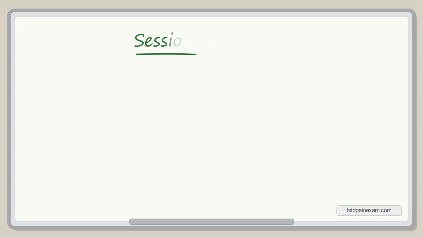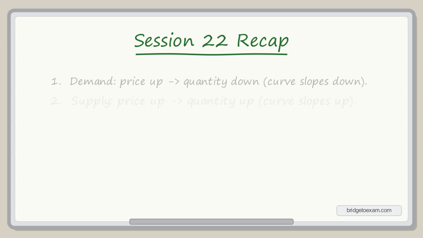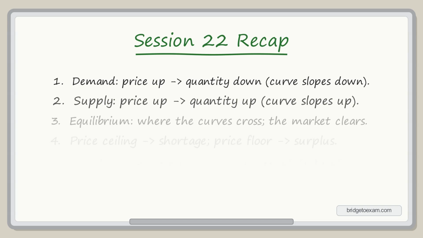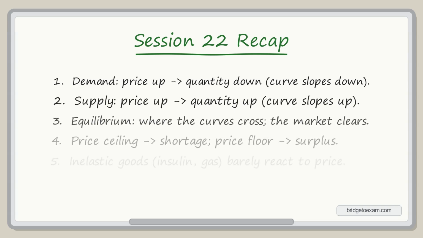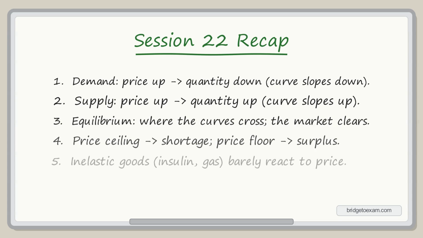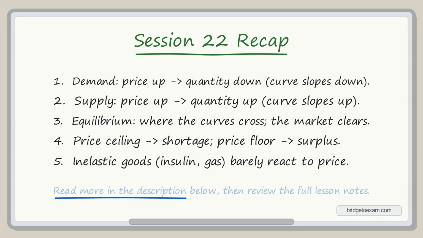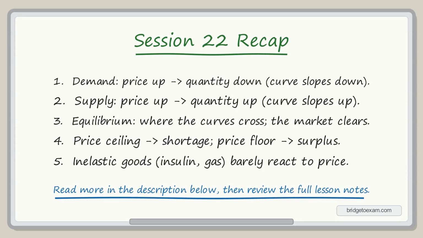Let's recap session 22. The law of demand. As price rises, quantity demanded falls, so the demand curve slopes down. The law of supply. As price rises, quantity supplied rises, so it slopes up. Where they cross is equilibrium, and the market clears. A price ceiling set below equilibrium causes a shortage. A price floor set above it causes a surplus. And inelastic goods like insulin barely react to price changes.